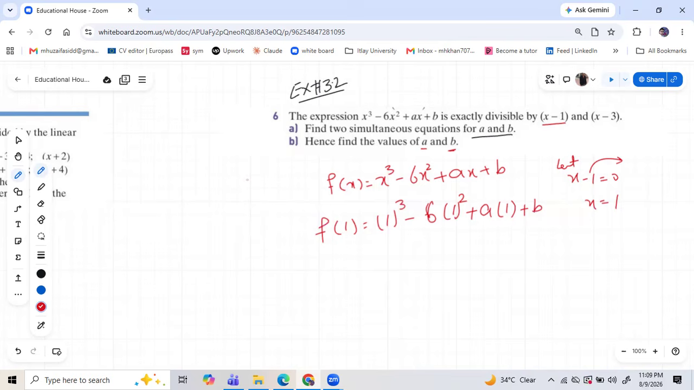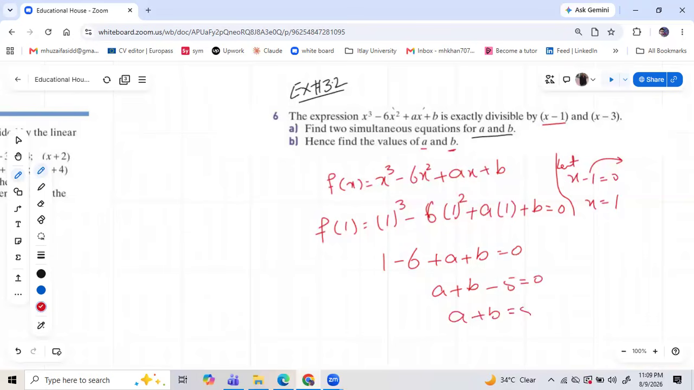So look at it here. This is equal to 0. Why am I setting this equal to 0? Because this is exactly divisible by x minus 1. So it gives us 1 minus 6 plus a plus b is equal to 0. So a plus b minus 5 is equal to 0, so a plus b is equal to 5.